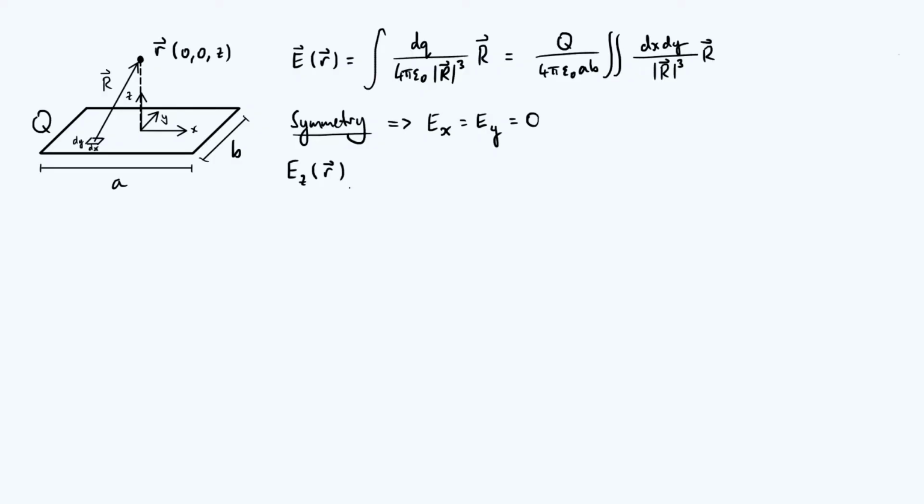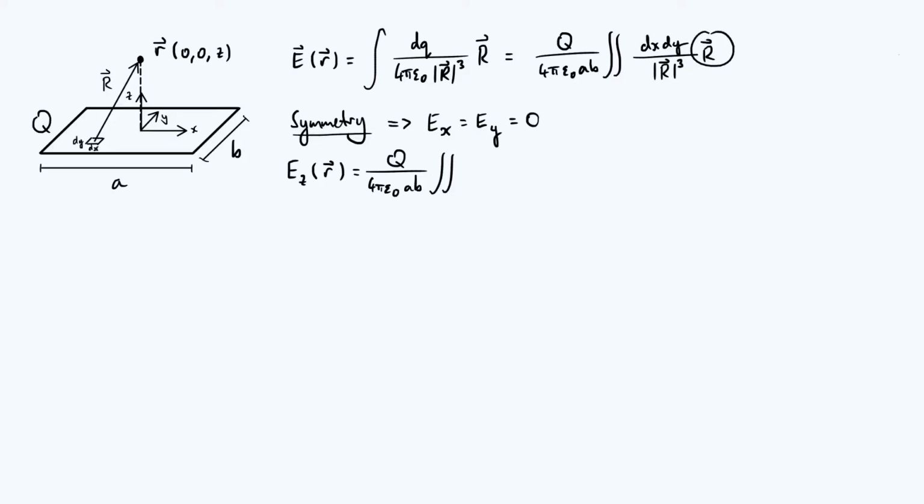This is a non-trivial integral to do, which is going to require various substitutions as we go along. So let's firstly just put that prefactor in front, q over 4 pi epsilon naught AB. And what are we going to integrate? Well, it's dx dy over mod r cubed times the r vector.